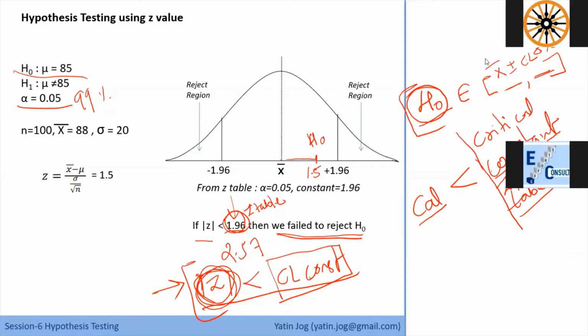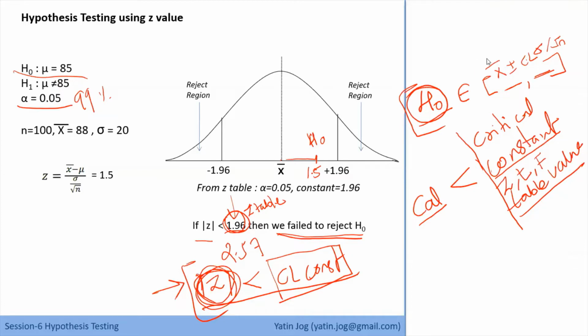So you will always find this pattern in hypothesis testing: the left hand side is your calculated value using the formula, and the right hand side is your constant, which comes from a table, which we call a critical value. And if calculated value is less than critical value, less than constant, less than table value, we fail to reject H0. That is a common rule. So always remember this.